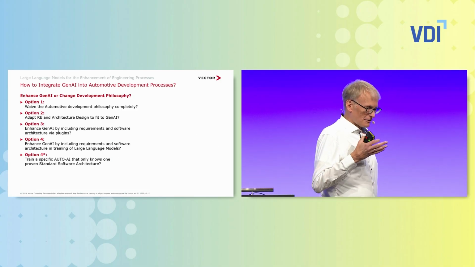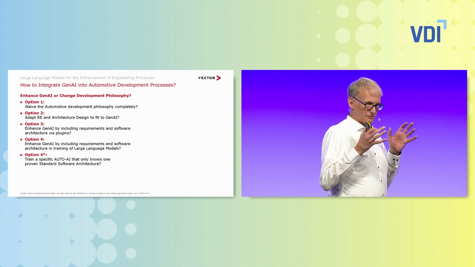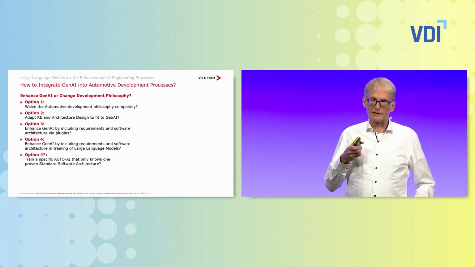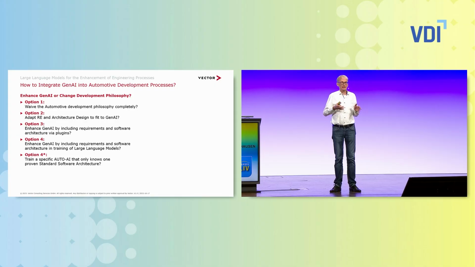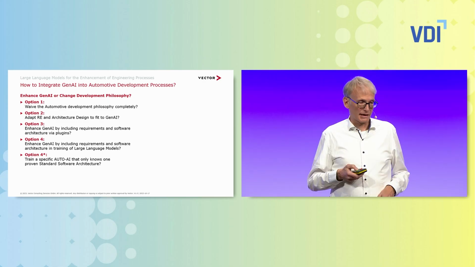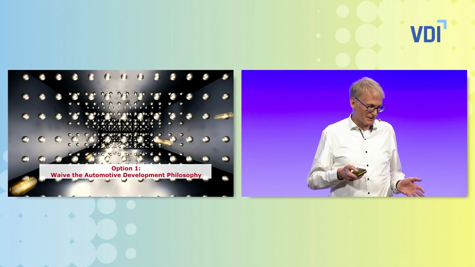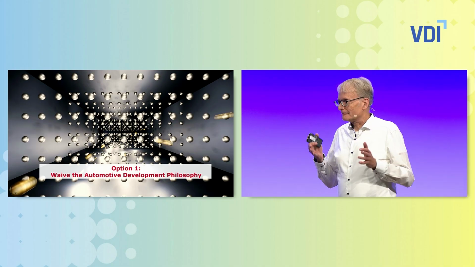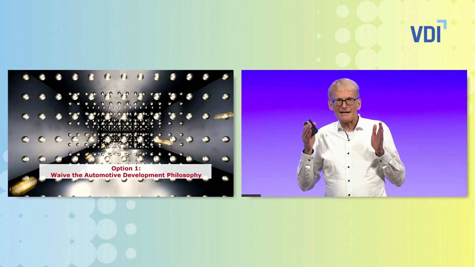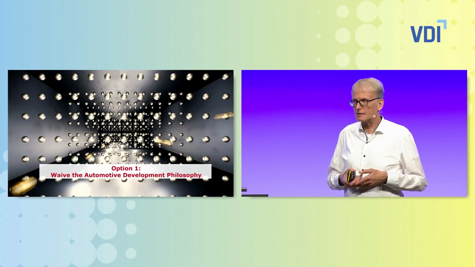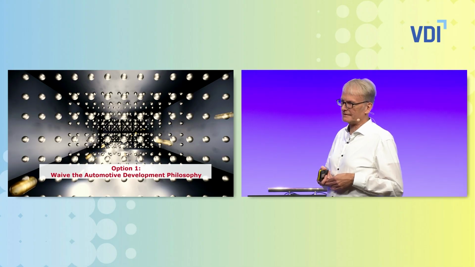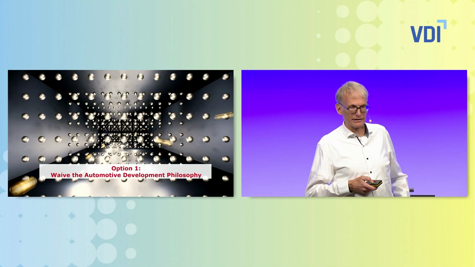So I've now prepared several options to discuss these ways how we can bring it in. So either we enhance the GenAI or change our development philosophy. So let's go through the options one after the other. Option one, so we say, okay, the opportunities are so great, so let's forget about our development philosophy completely and just use GenAI to do it.